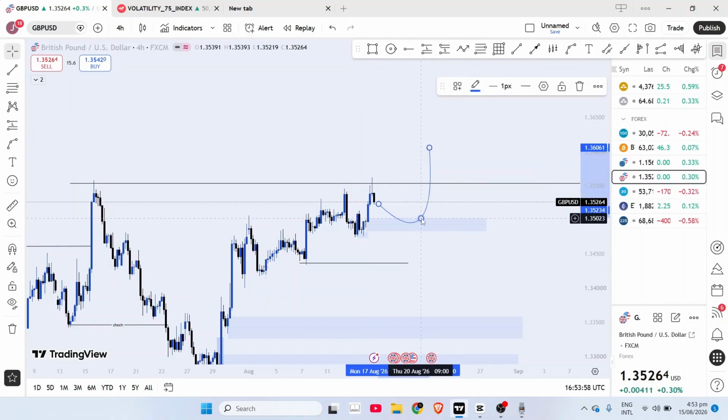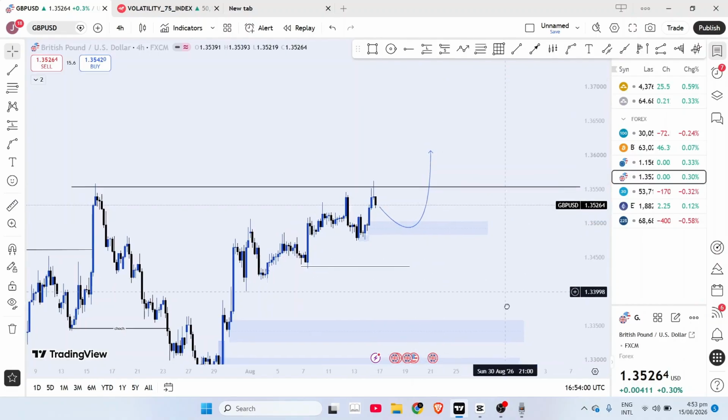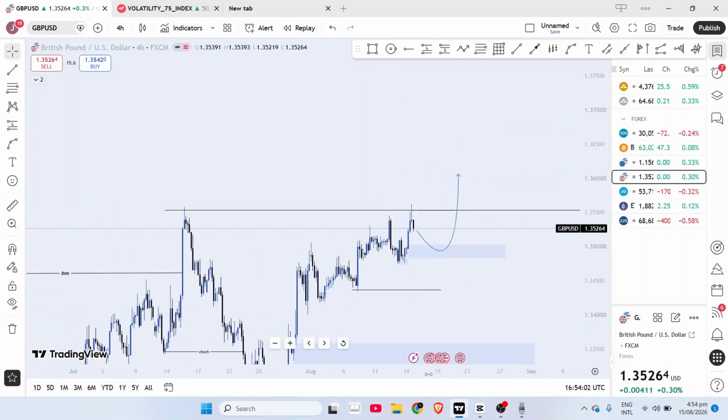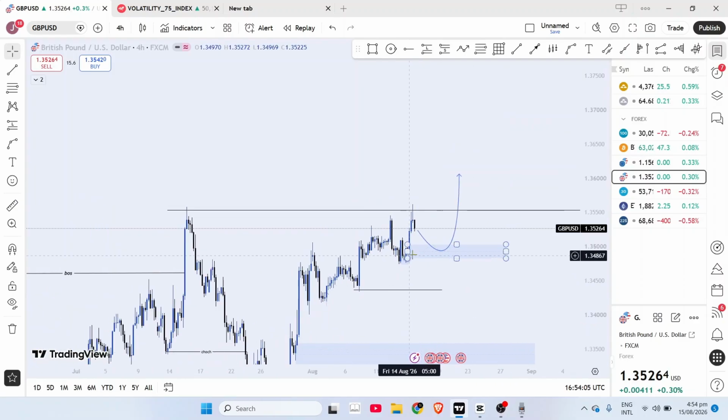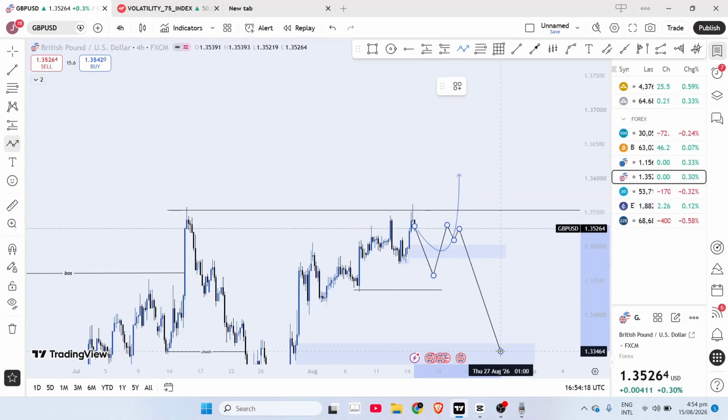We will be watching to capitalize, to see if we get any sensible move from here. And if this zone is disrespected, we can look for opportunities, confirmation entries to sell to the downside as well. So that's what I'm looking at on GBP/USD. We will be watching what price will do next week. So yeah, that's it for GBP/USD.